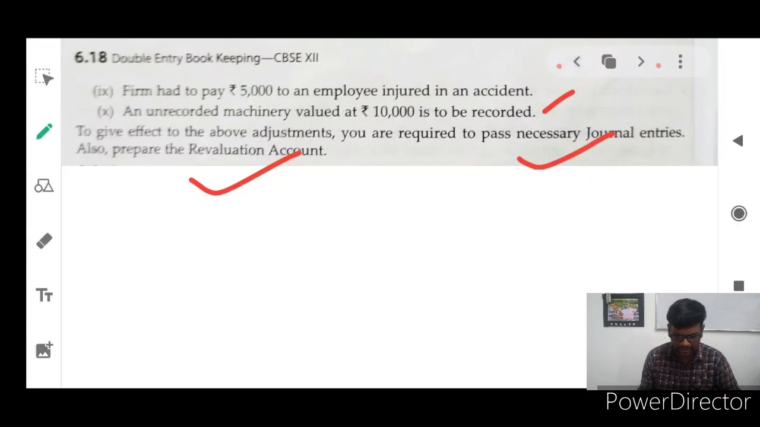So now you know very clearly how to prepare the revaluation account. The revaluation account is very important. Only after preparing the revaluation account can we prepare the partners' capital account, and at the same time the balance sheet of the partnership firm.